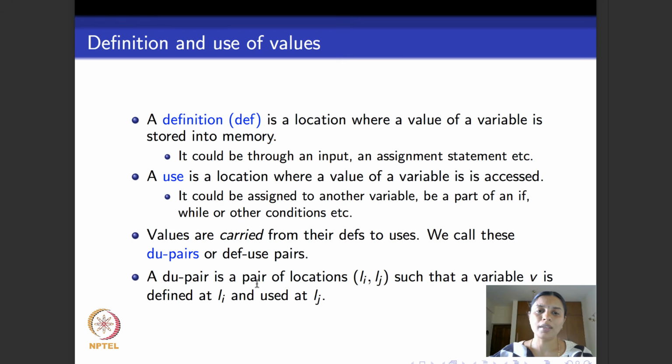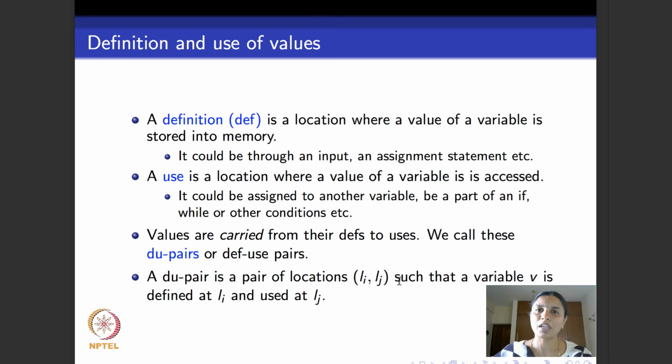So what is a DU pair? A DU pair is a pair of locations, say Li, Lj, such that a particular variable v is defined at Li and used at Lj. Please note that even though I have not mentioned it here, v is an explicit parameter to a DU pair. Per variable, there could be several DU pairs, right? Per pair of locations, there could be several variables that are defined and used.